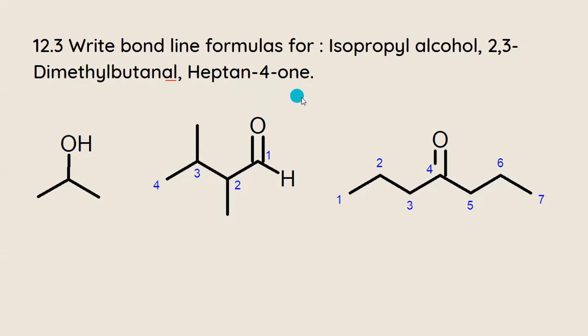Next is heptan-4-one. We can just draw the 7 carbon heptane. Hept means 7, so a 7 carbon chain. At the fourth position, you have a double bond O because it's a ketone. So for these questions, you need to be very thorough with the concept of nomenclature.